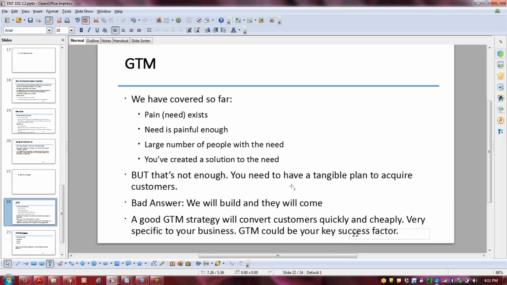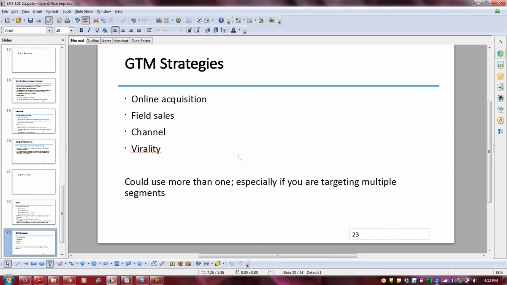Now, the next thing, the final thing, is the GTM, the go-to-market strategy. How exactly will you get the customers? That is GTM. Now, for that, the first thing is the channels. In which all channels will you be able to get customers?